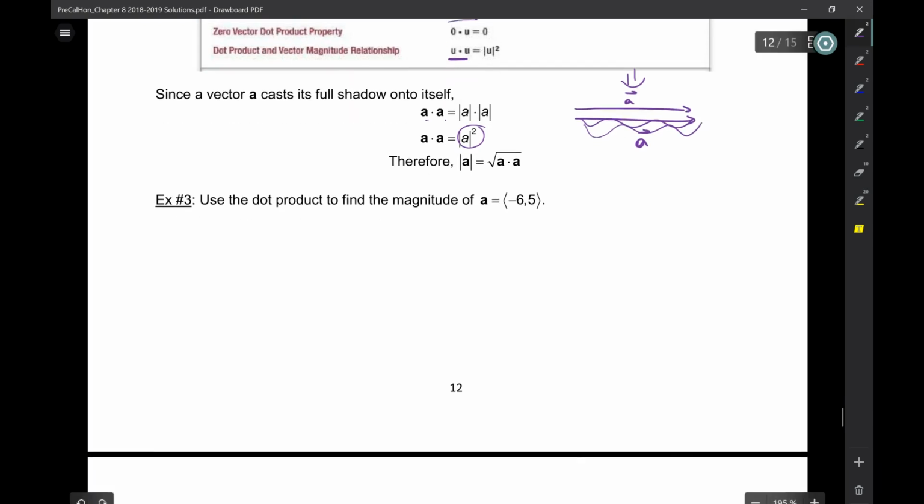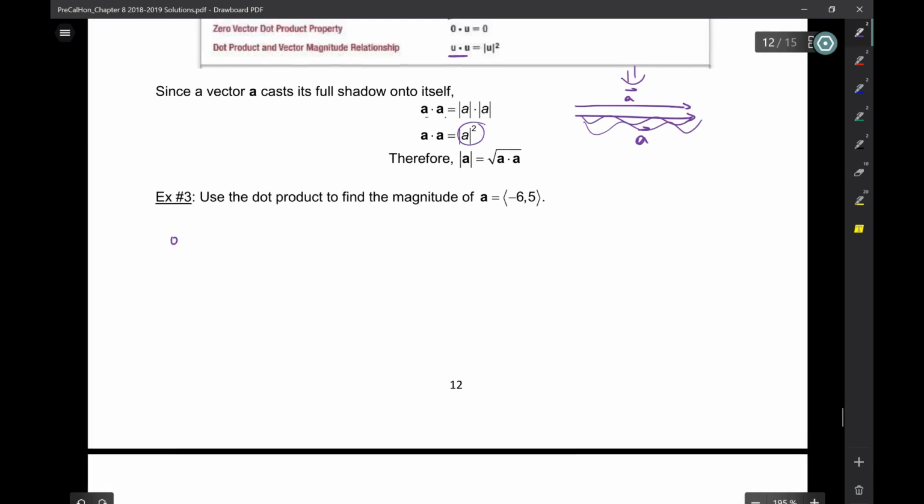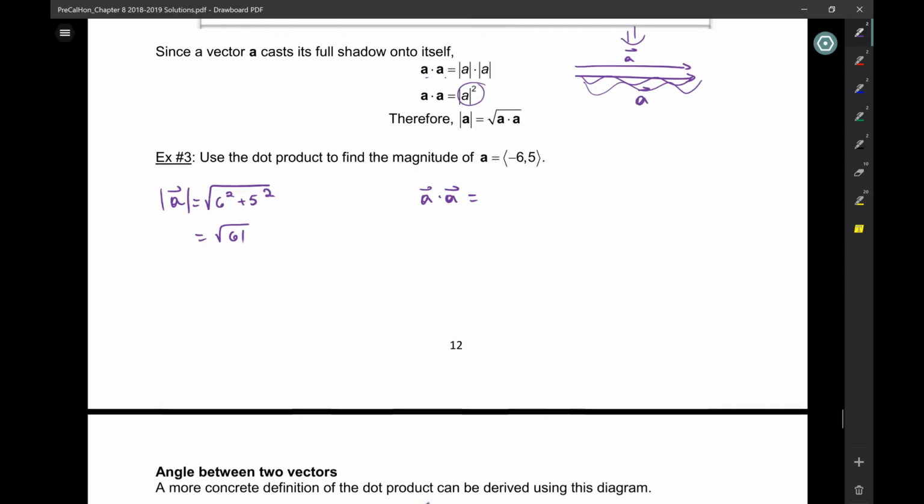Take a look at this. How do we use the dot product to find the magnitude of A? What's the magnitude of A, like we did yesterday? The square root of 6 squared plus 5 squared, root 61, right? What if you did A dot A because you're flying somewhere and you have lots of time, and you're like, let me just create vectors and find their projections onto itself, right? A dot A. So what is that? Negative 6, 5 dot negative 6, 5.